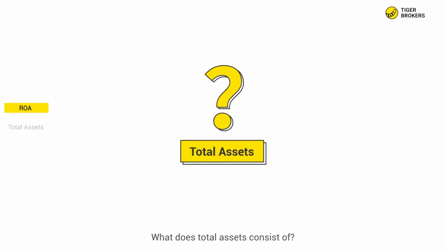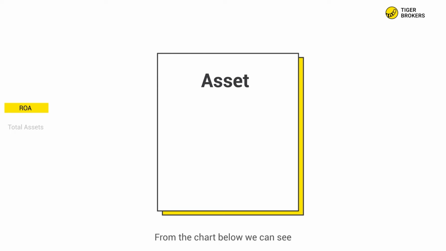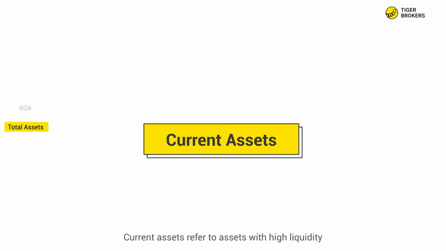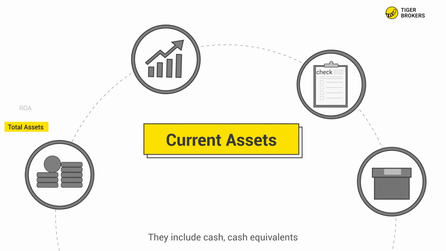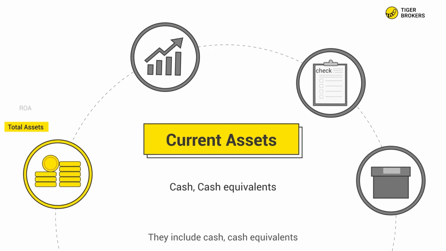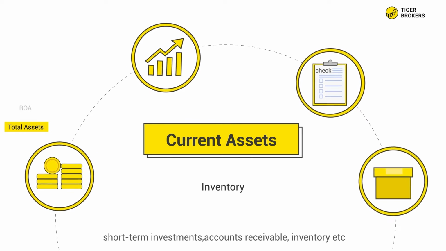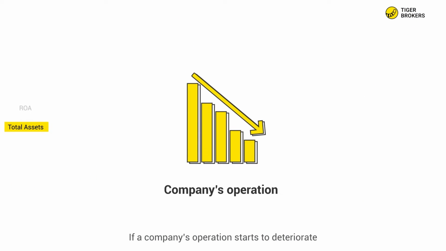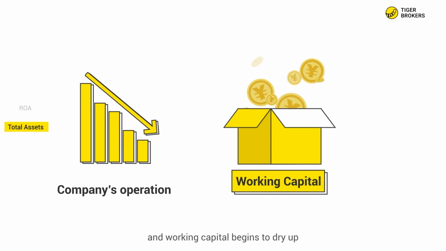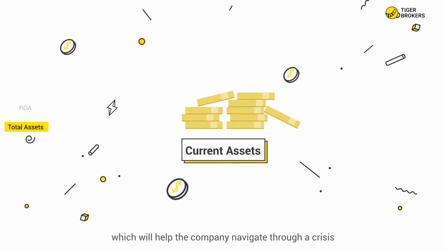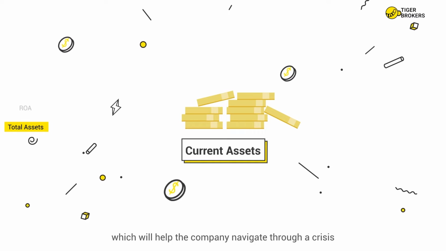What does total assets consist of? From the chart below, we can see total assets equals current assets plus non-current assets. Current assets refer to assets with high liquidity. They include cash, cash equivalents, short-term investments, accounts receivable, inventory, etc. If a company's operations start to deteriorate and working capital begins to dry up, current assets can be quickly sold for cash, which will help the company navigate through a crisis.